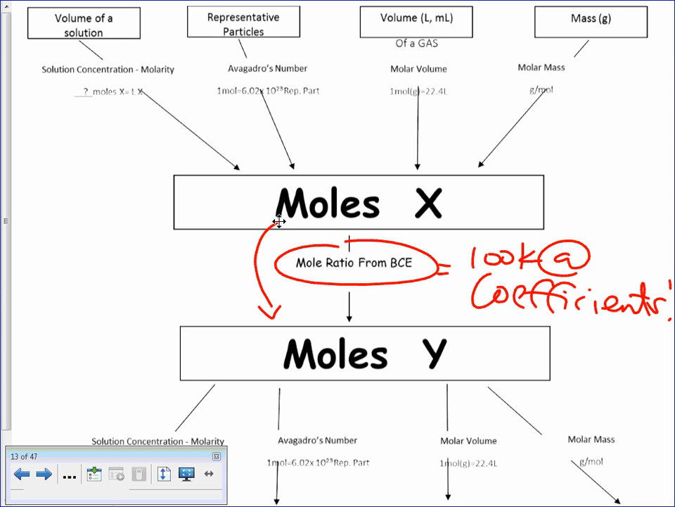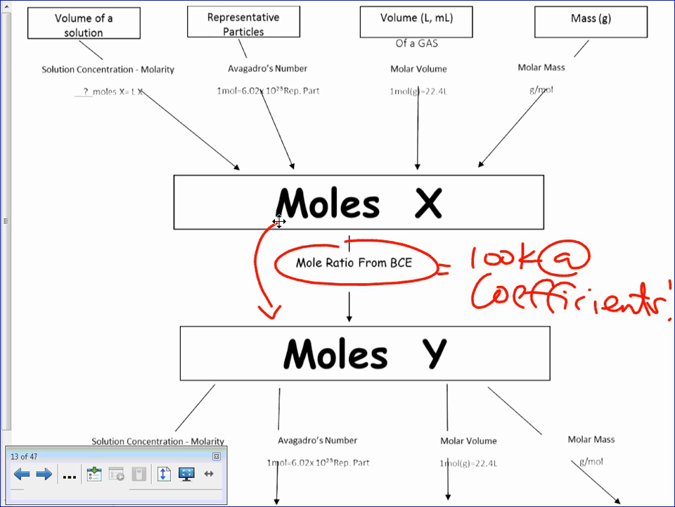Okay, so when we're looking at the coefficients, that's after it's balanced. So before we even start a problem, what do you think we have to establish first about the reaction? What type of reaction? Okay, we have to predict the products, and then we have to balance it. That's before we even start with math. So we're always going to start with the BCE and then go from there.